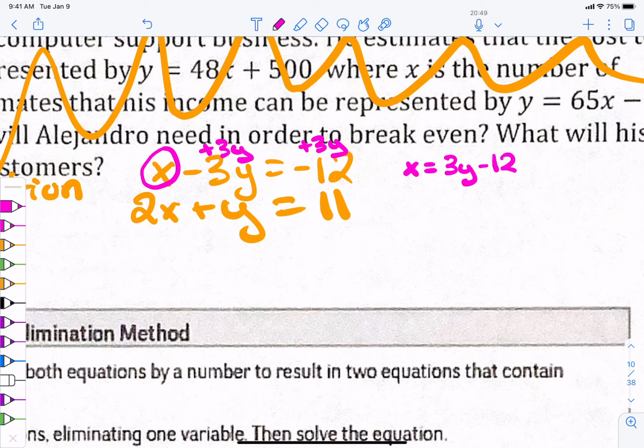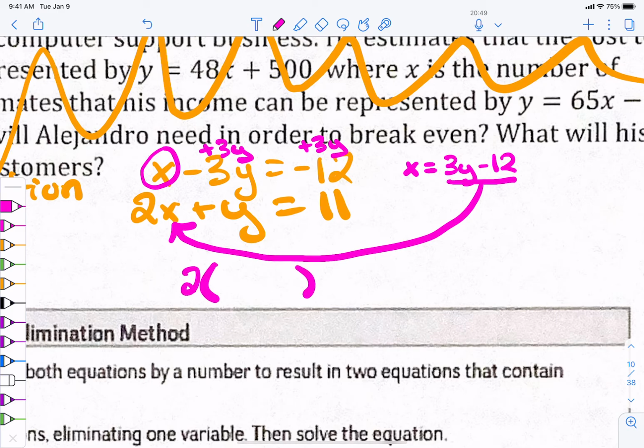This has to be the case. All right, now this 3y minus 12, he can go in the second equation for x, right? So what do I do with that 2 that's out in front of there? Put that in parentheses. Okay, 2 times 3y minus 12. That's what he looks like. Does that make sense? I just plug that in for where the x is. And then I have plus y equals 11. So I just took that chunk and shoved it in for the x. Are we okay? Does that make sense?